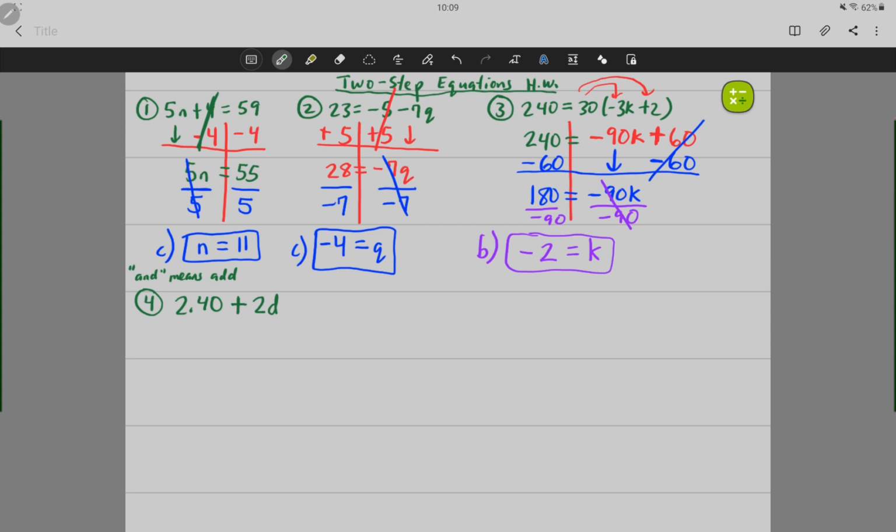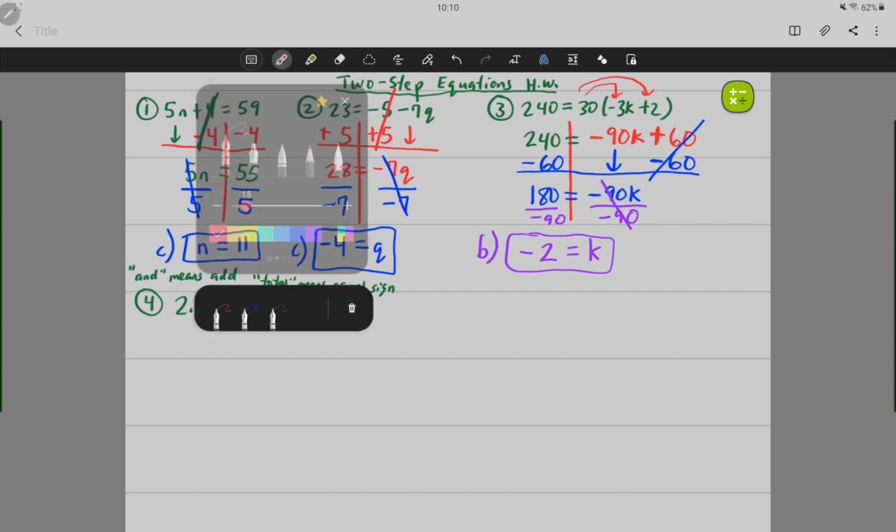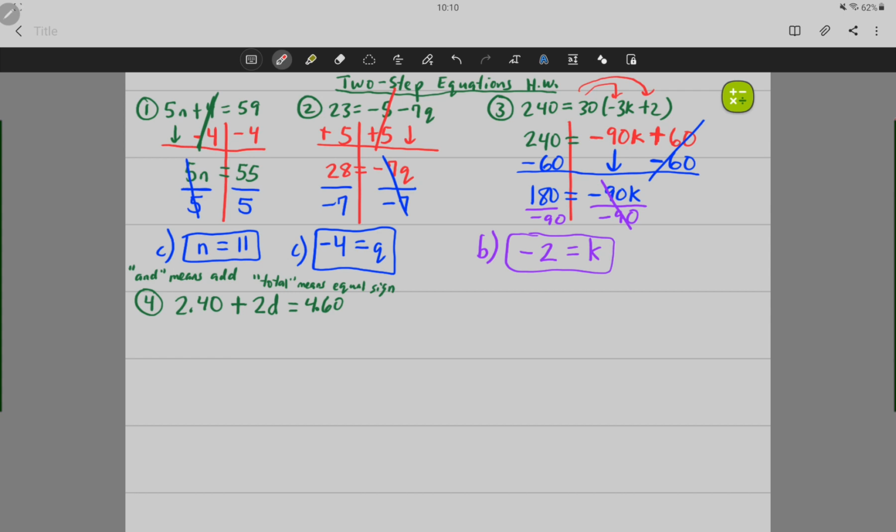She paid a total, oh, there's another keyword, total, means we need an equal sign. So equals, and she paid a total of $4.60. So this is how we can use parts of information in the question to help set up our equation. So 2.40 plus 2d equals 4.60. All right. Now it's a regular two-step equation.